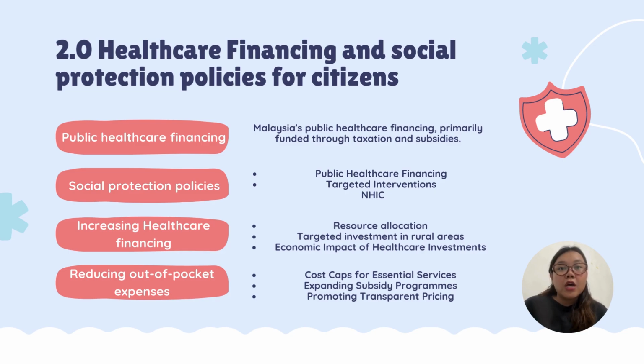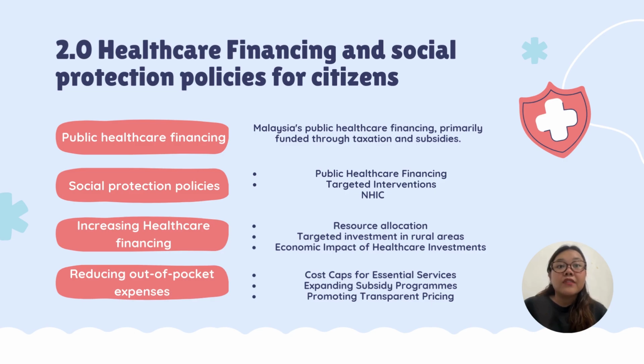To overcome this, we need resource allocation. A higher allocation of national budget funds to healthcare will help improve hospitals' capacity, staffing levels, and medical technology, ensuring that the healthcare system can handle rising demands, reduce waiting times, and improve overall service delivery.